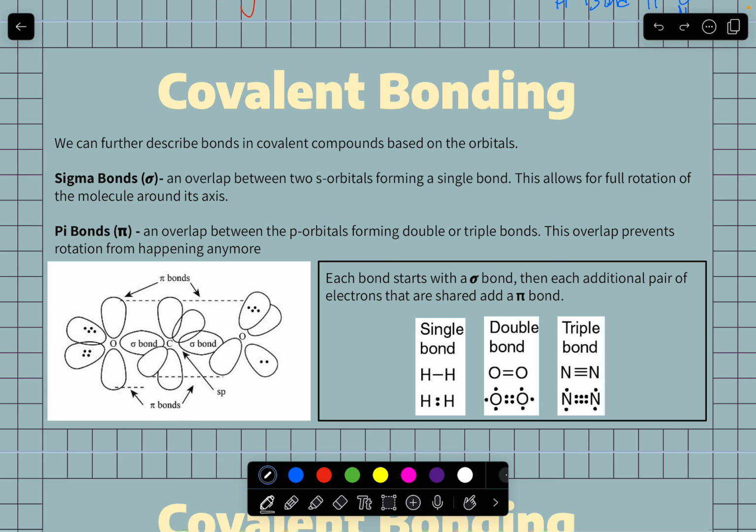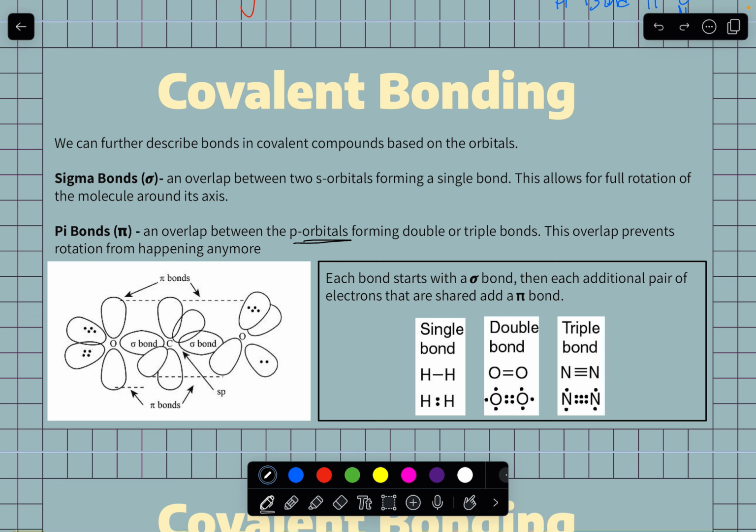After that, the p orbitals are going to overlap to form either double or triple bonds, and those are going to be our pi bonds. That Greek symbol you probably recognize, that's our pi. We use that in math as well. So pi bonds form the double or triple bonds, and this is overlapping of p orbitals.